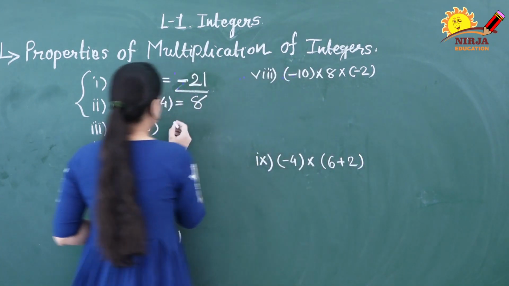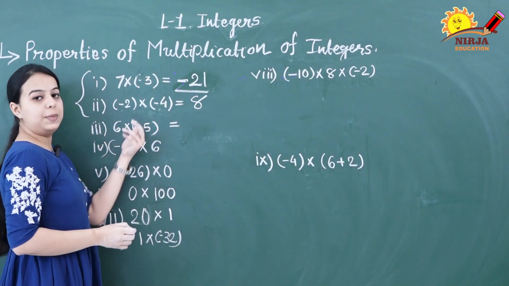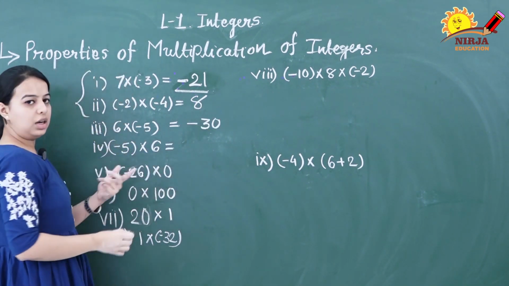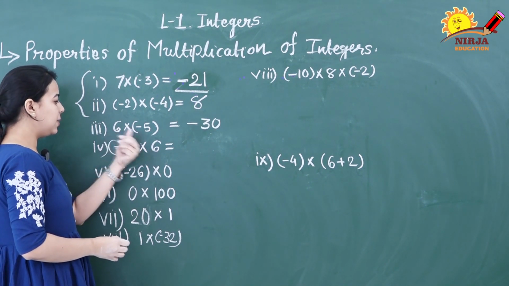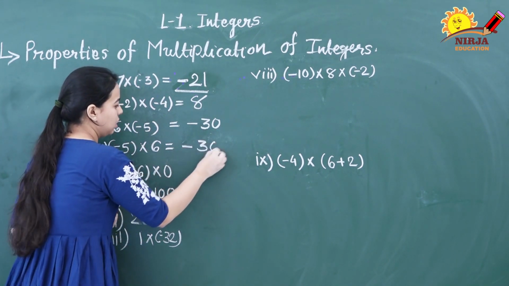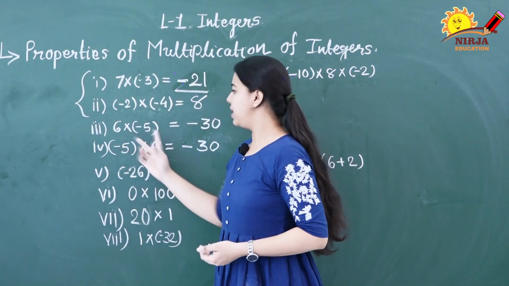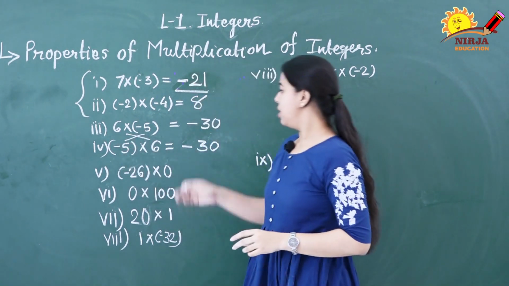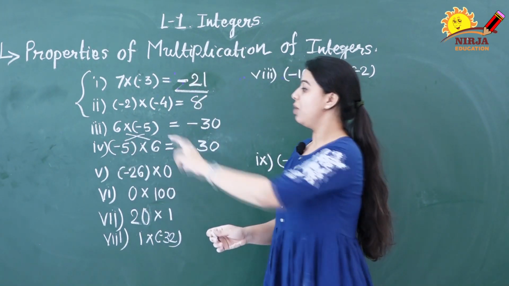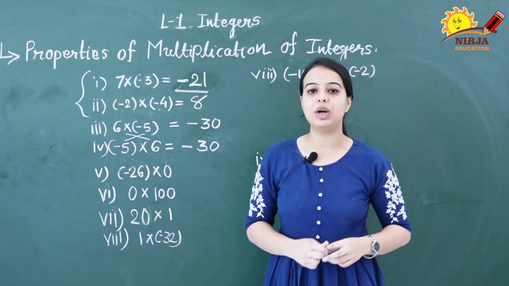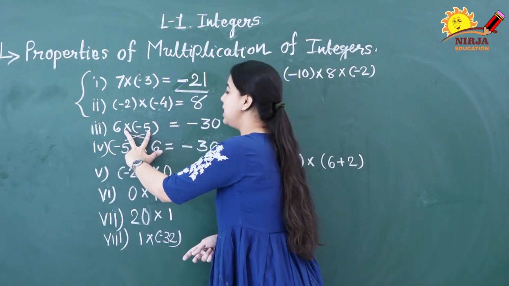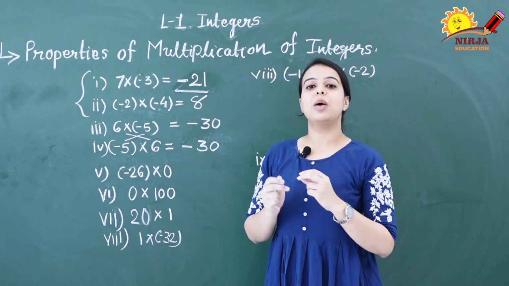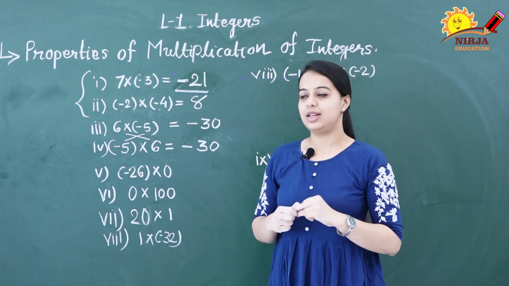Let's move to our third example, 6 multiplied by minus 5, and that will be minus 30. Here another is minus 5 multiplied by 6, minus 30. These two examples seem the same, but here they have interchanged the places, but still the result is the same. So from these two examples we can conclude that if we are going to multiply integers in any order, the result will be the same, and this is your commutative property for integers.